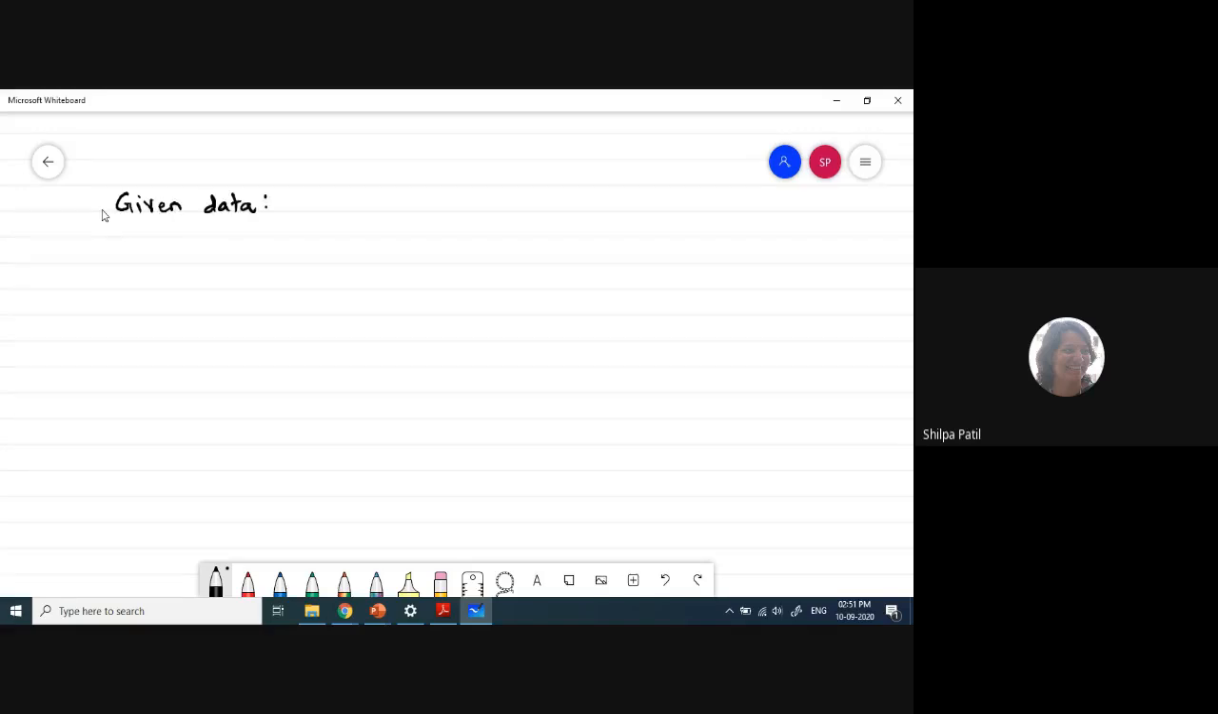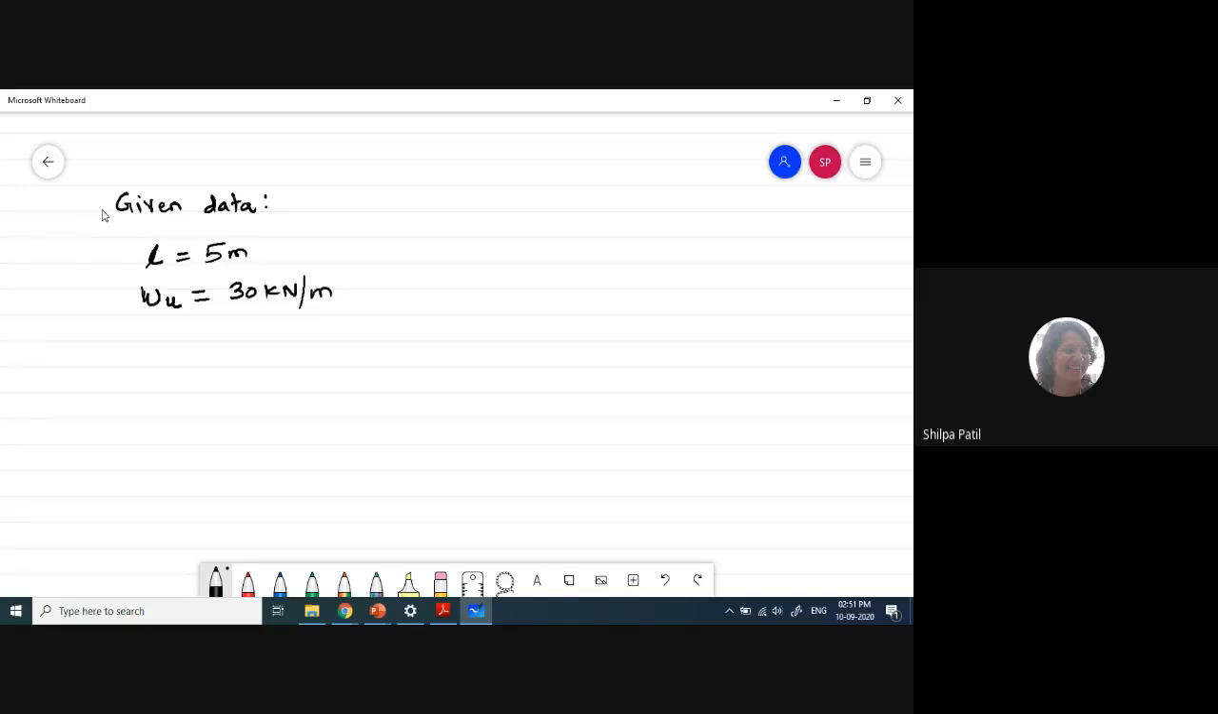So given data, what is given first? Clear span 5 meter. Yes, the clear span is denoted by L. The clear span is given as 5 meter. Then the load is given, which we denote as WU because it is the ultimate UDL, right? So what is the value? 30 kilonewton per meter, and this is inclusive of self weight. So this is the total load acting on a beam.